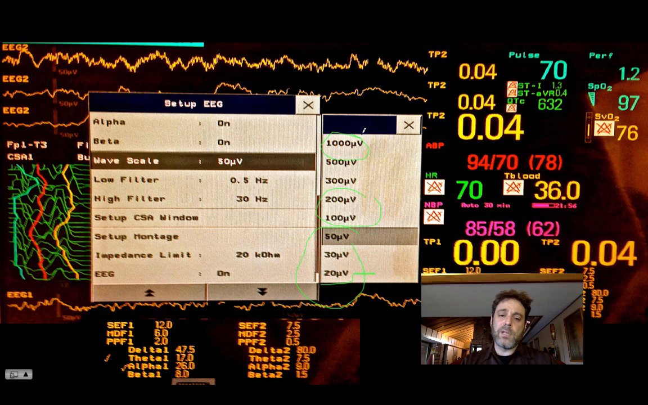Almost never do we use these high scales unless we're looking for very high amplitude. For example, seizure activity can be very high amplitude, but it's really important to check the scale.